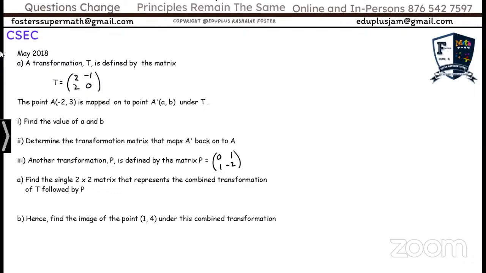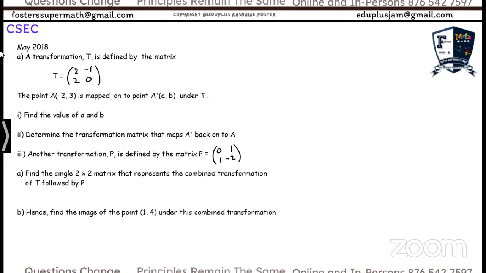Question 1: Find the value or values of a and b. Question 2: Determine the transformation matrix that maps A prime back onto A. Question 3: Another transformation, P, is defined by the matrix P equals 0, 1, 1, -2. Part A says, find the single 2 by 2 matrix that represents the combined transformation of T followed by P. And then it says, hence, find the image of the point (1, 4) under this combined transformation.